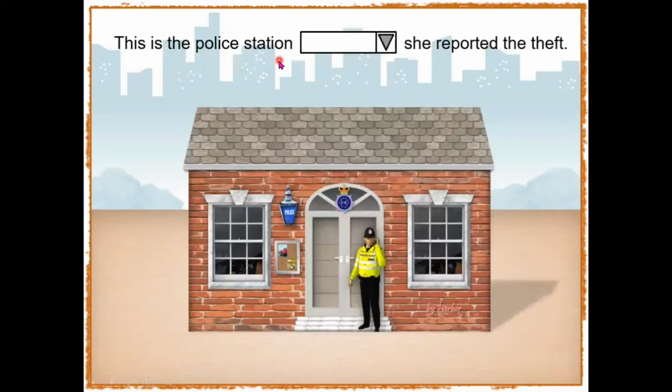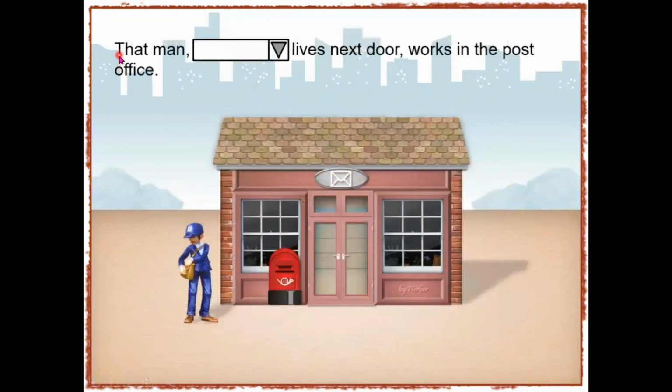This is a police station. ___ she reported the theft. Whose or when or where? A place. This is a police station. Where? Perfect. Where she reported the theft. That man ___ lives next door works in the post office. هذا الرجل الذي يعمل الذي أو التي للعاقل. So that man who lives next door works in the post office.